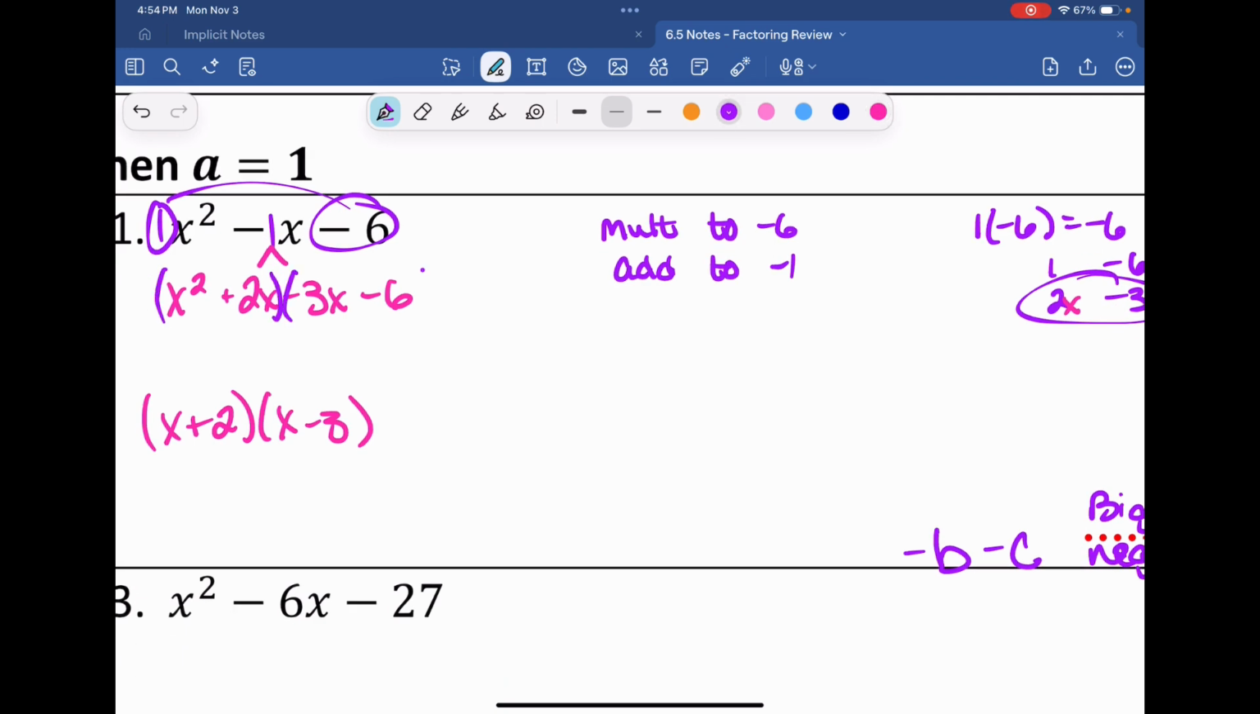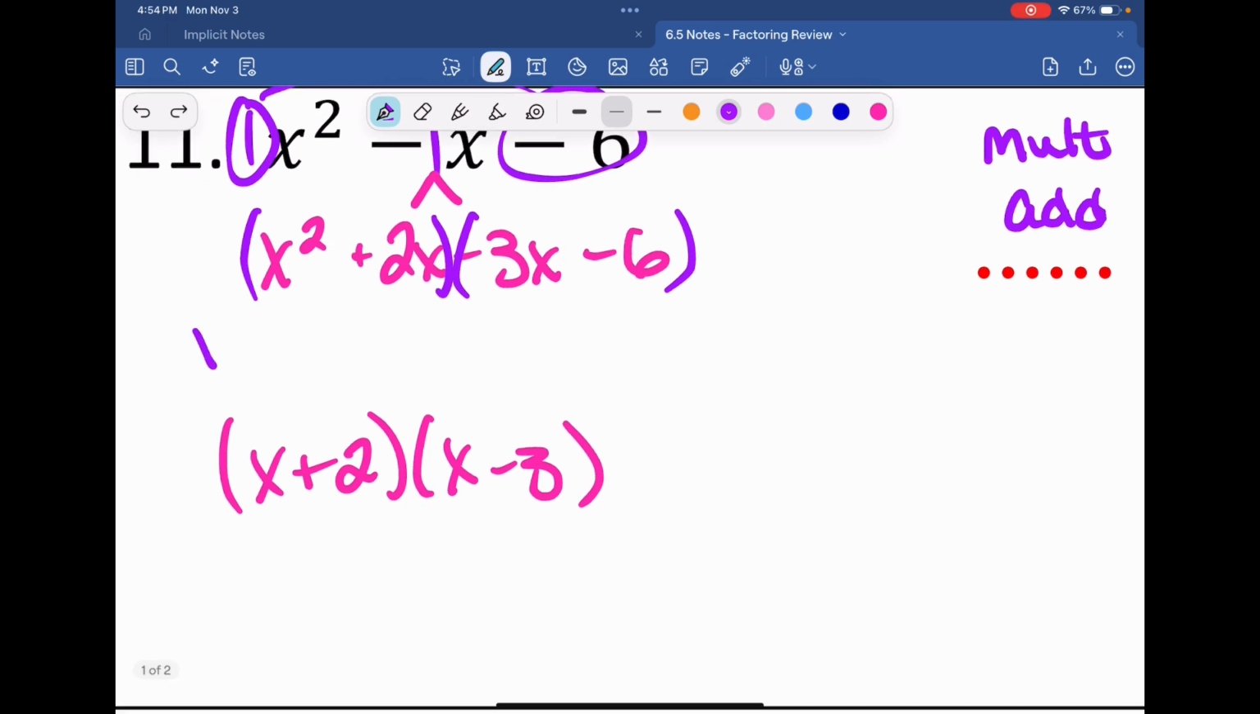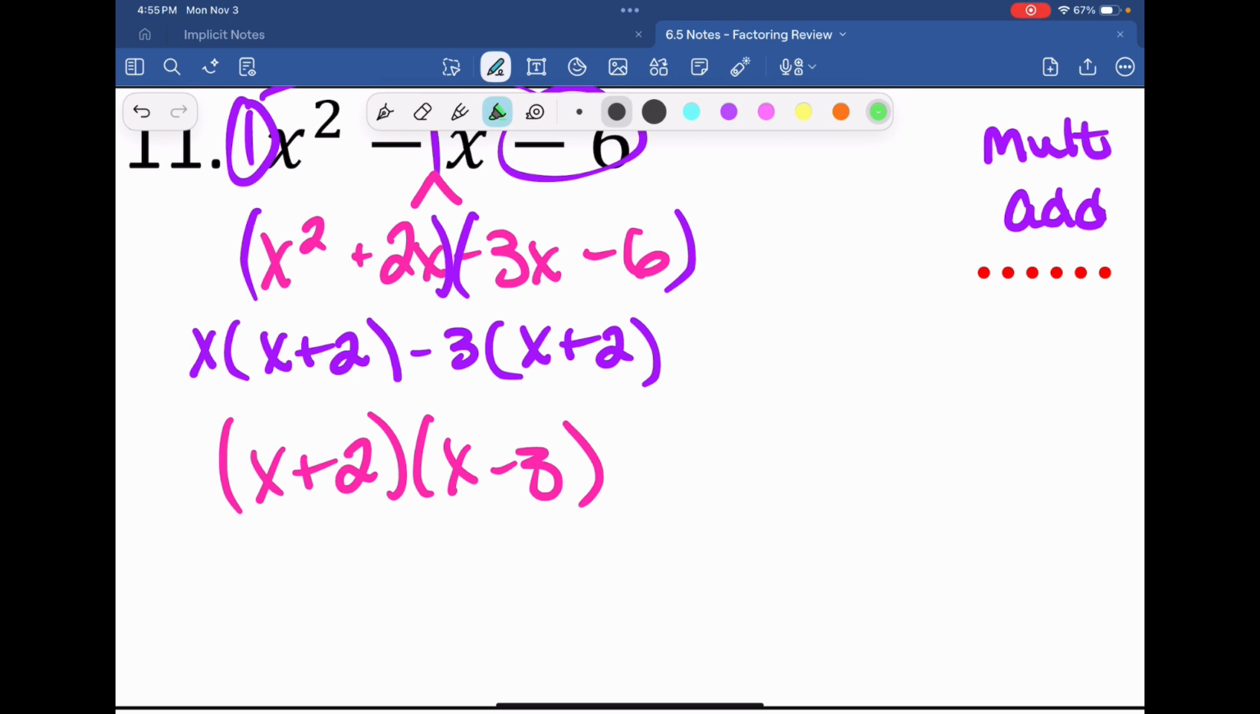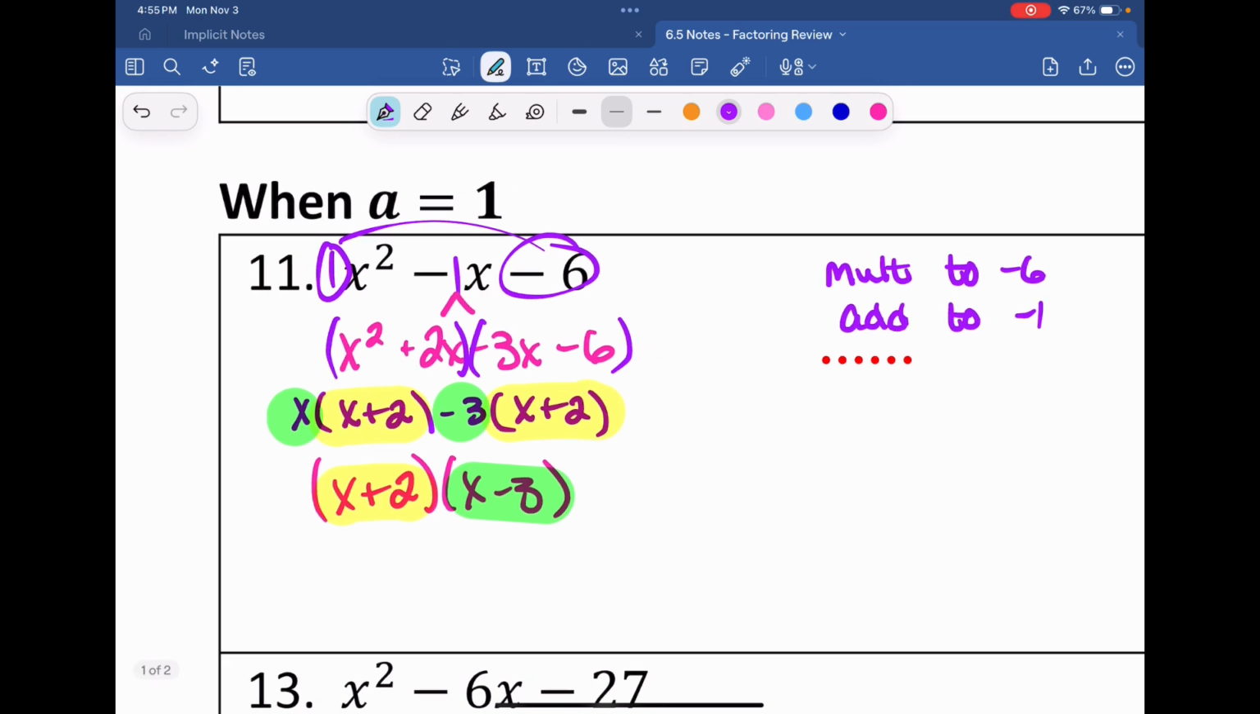Factor by grouping. GCF of the first group, x. GCF of the second group, minus 3. Common binomial, so I have that here. And then whatever is left. Okay, either way it works. As long as your leading coefficient is 1, you're good.